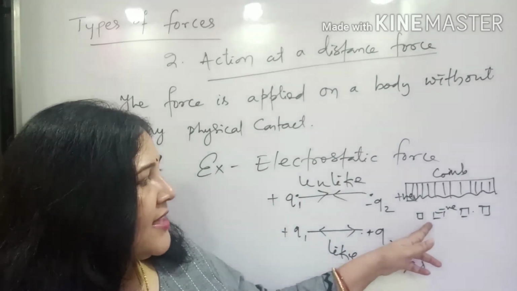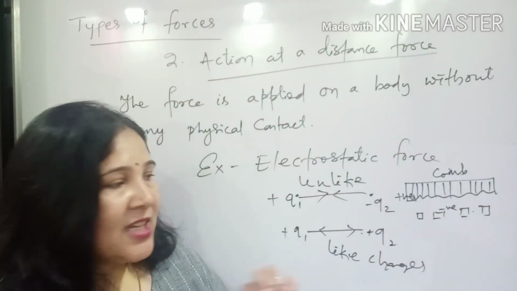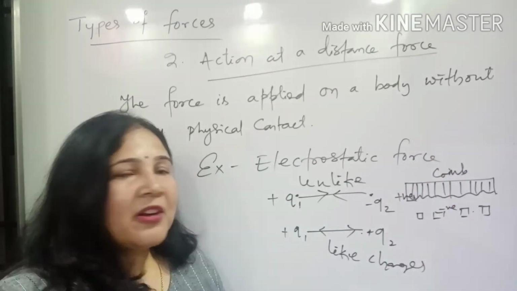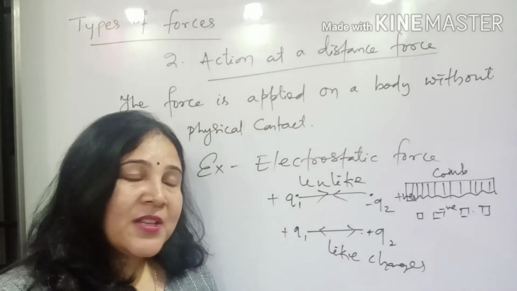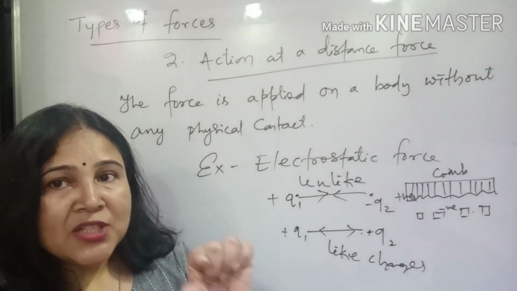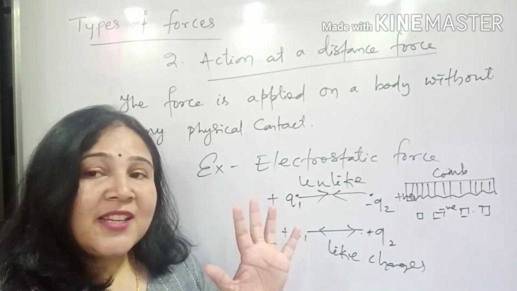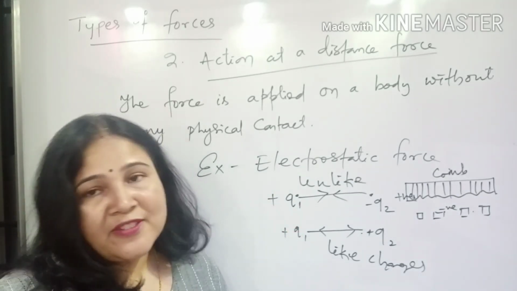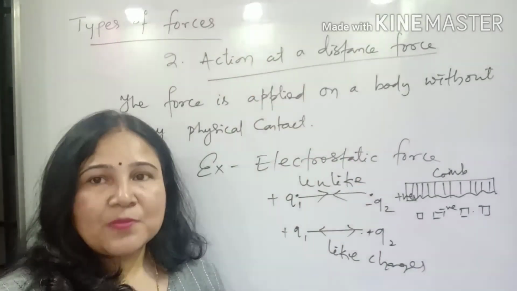That's why these small bits of paper are getting attracted by the comb. This comes under electrostatic force. Though the paper and the comb are not in touch with each other and have no physical contact, we can still see a force of attraction. So this is called action at a distance force.